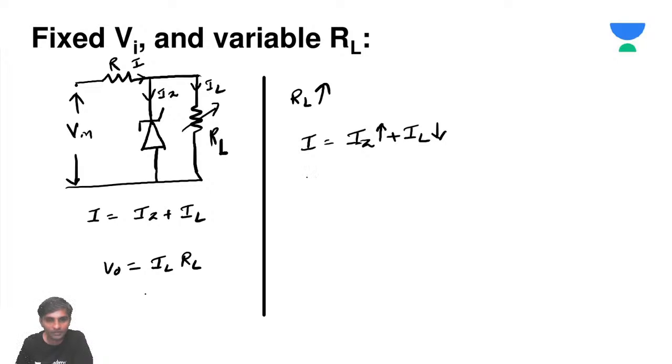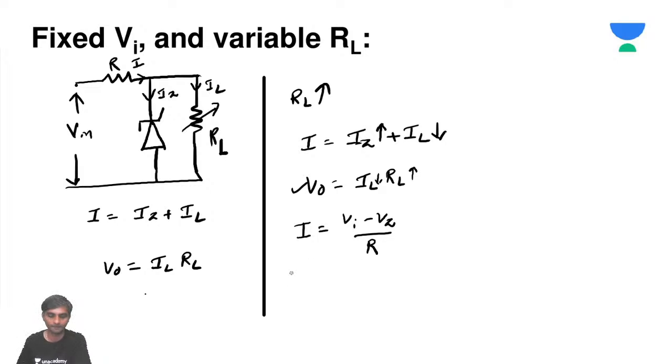Right? So then what happens to V naught? What is V naught? V naught is IL into RL. But what you have studied, as RL is increasing, IL is decreasing. So V naught is constant. Then what is the value of the total current I? Total current I is going to be VI minus VZ by R.